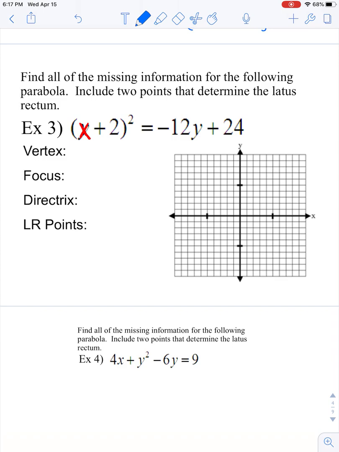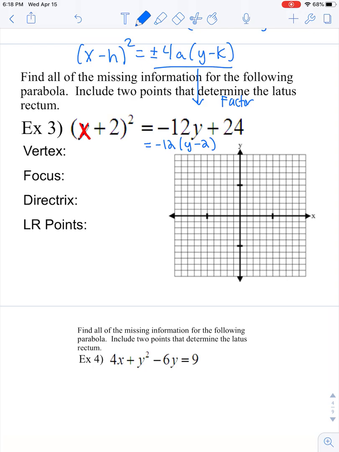Okay, now in the next example, I've given you the equation, although it's not in exactly the form that we need. Generally, we look at these equations in the form of x minus h squared equals either a positive or a negative 4a, and then in parentheses, y minus k. So the biggest thing I see here is that this side of the equation does not match. Our first step would be to actually factor this side of the equation to get it into the form that we're used to seeing. So if we start here and we actually factor out that negative 12, we could then rewrite the equation like this.